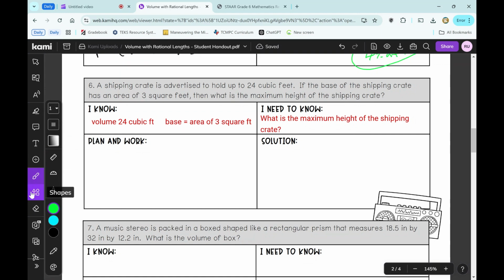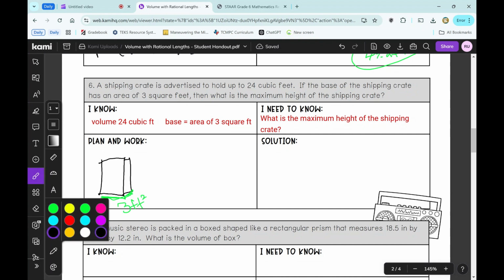So this might be hard for us to kind of visualize. So what I'm going to do is try and draw this picture. So here we know that the base, this section right here, is 3 square feet. So they already have the area for the base. All we're missing is the height. So what we have is volume is equal to base times height. They already told us the volume.